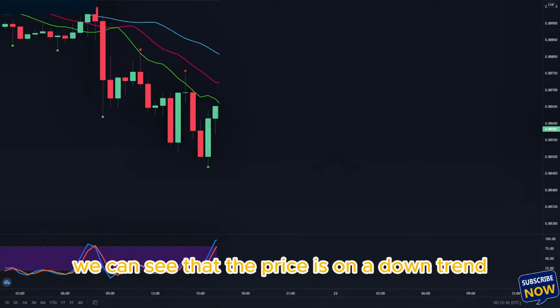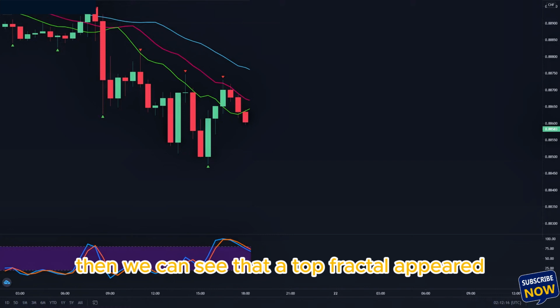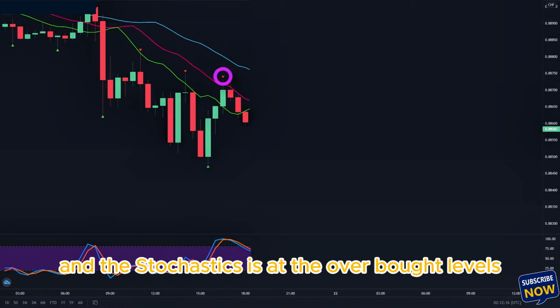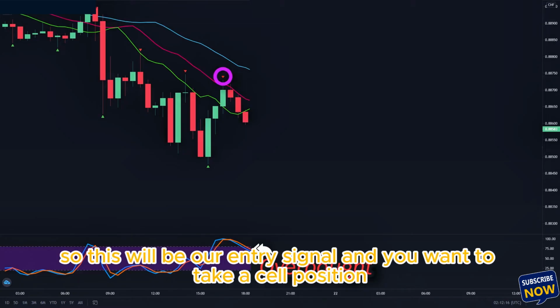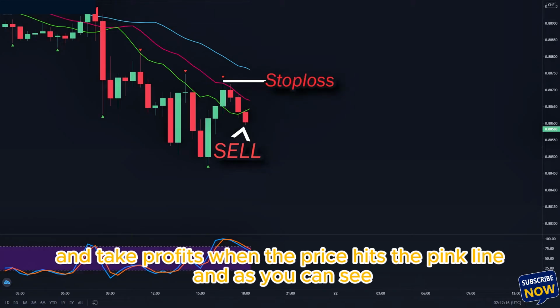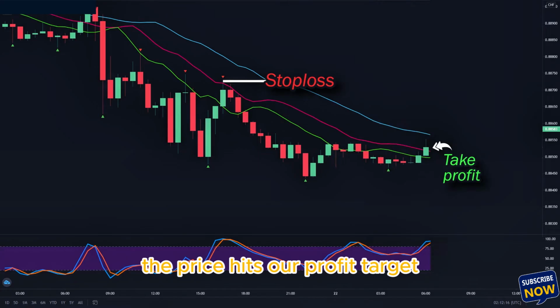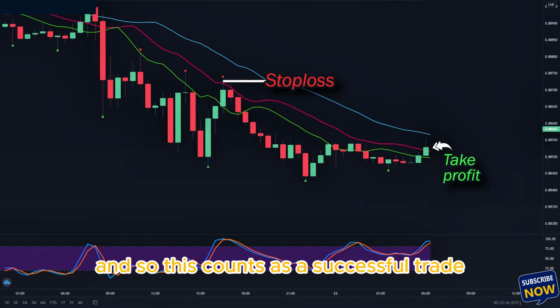In this chart, we can see that the price is on a downtrend as indicated by the alligator. Then, we can see that a top fractal appeared, and the stochastics is at the overbought levels. So this will be our entry signal and you want to take a sell position. Then, you set up your stop loss at the top fractal and take profits when the price hits the pink line. And as you can see, the price hits our profit target, and so this counts as a successful trade.